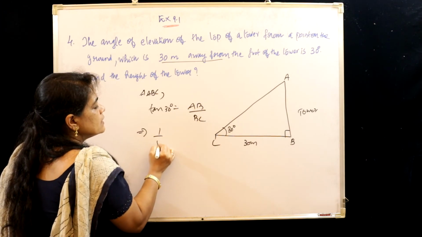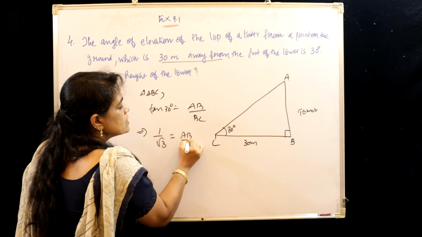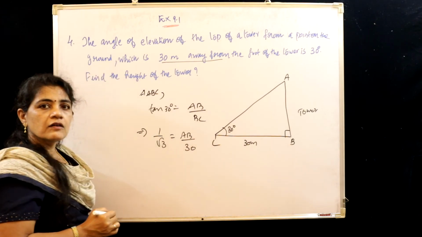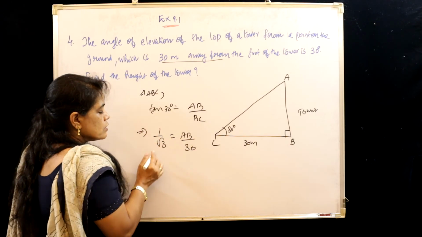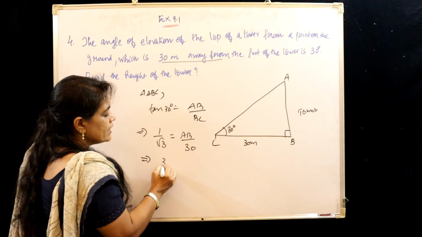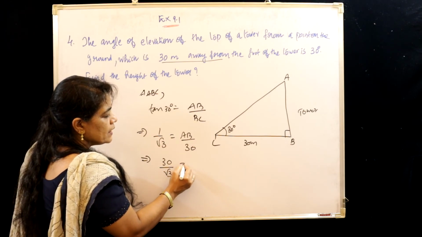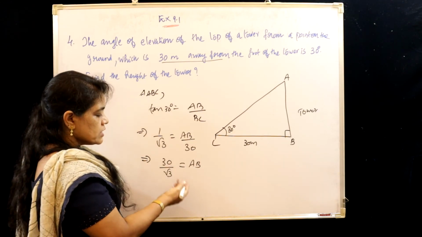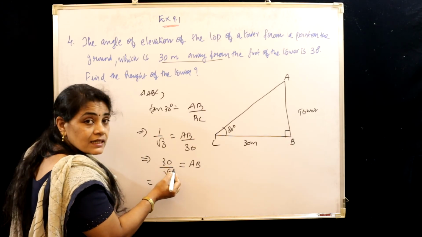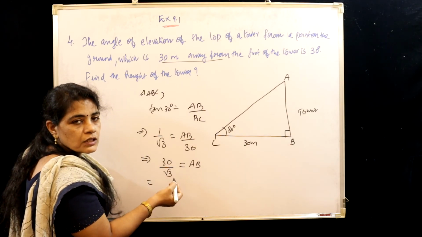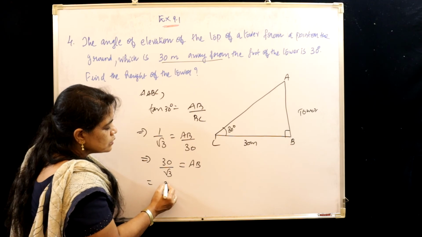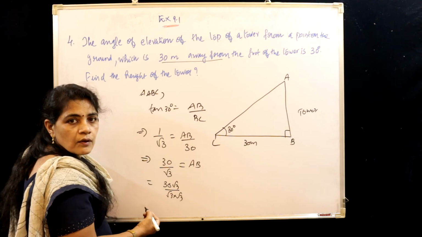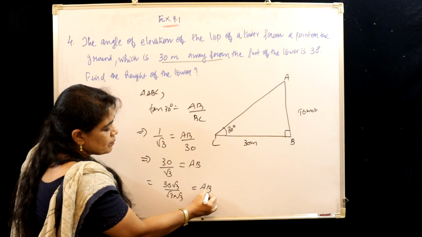The value of tan 30 is 1 by root 3. AB is the required height of the tower, divided by the distance BC, which is 30, from the foot of the tower. And you can cross multiply. So 30 divided by root 3 equals AB, the height of the tower. Either by rationalizing, or you can write this 30 as 3 into 10 and root 3 into root 3. Both ways okay. So 30 root 3 divided by root 3 into root 3 is equal to AB.